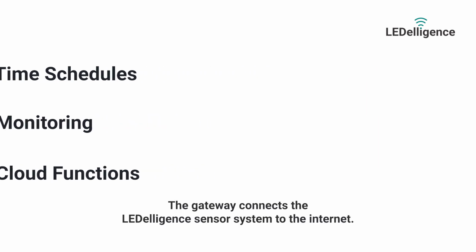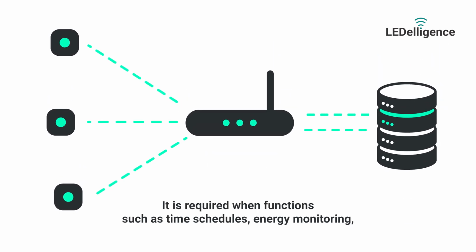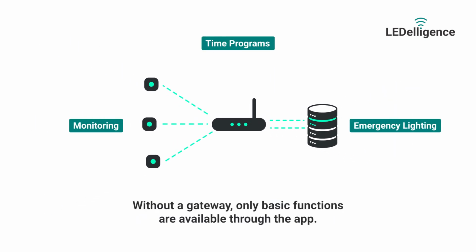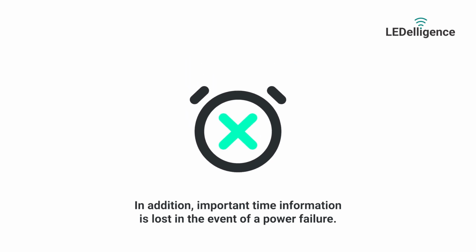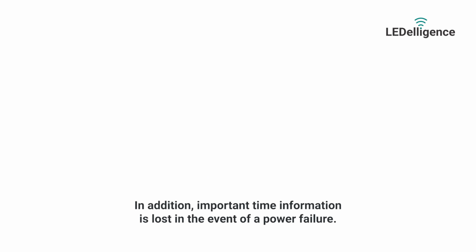The gateway connects the LEDelligence sensor system to the Internet. It is required when functions such as time schedules, energy monitoring, emergency lighting, and monitoring via the cloud are to be used. Without a gateway, only basic functions are available through the app. In addition, important time information is lost in the event of a power failure.